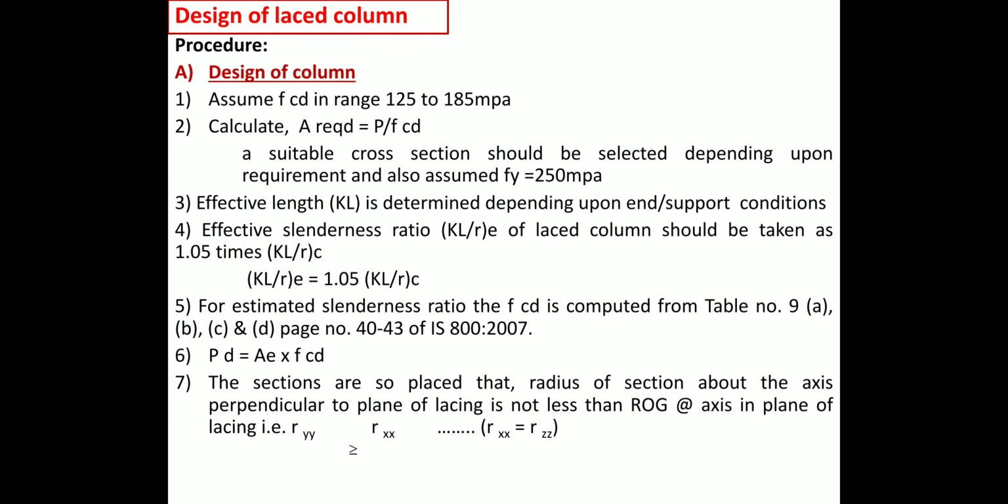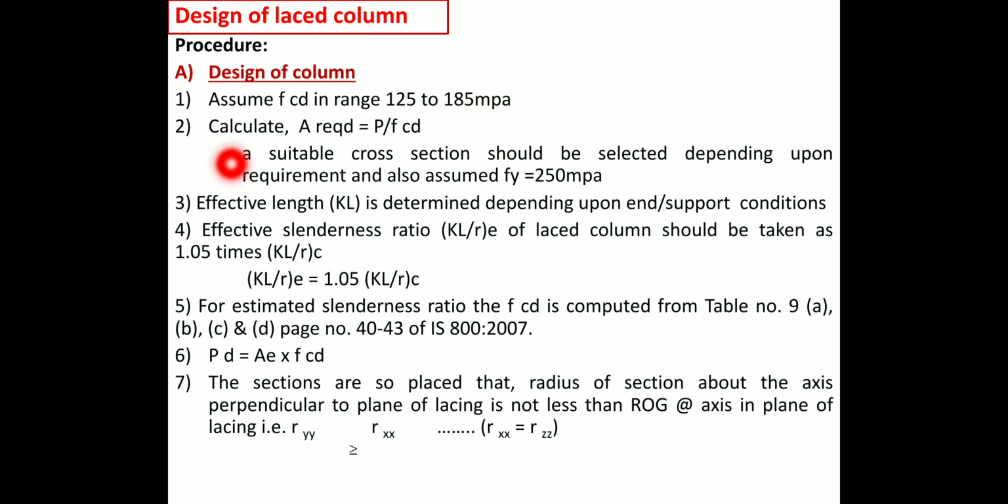Then what are the different design steps for the design of a laced column? First of all, dealing with the lace system, we are going to design the column. The design of the column consists of, first, assuming the fcd value. fcd is nothing but the design compressive stress. We can assume it in the range of 125 to 185 MPa, or Newton per mm square. We can assume 150, 160, 165.